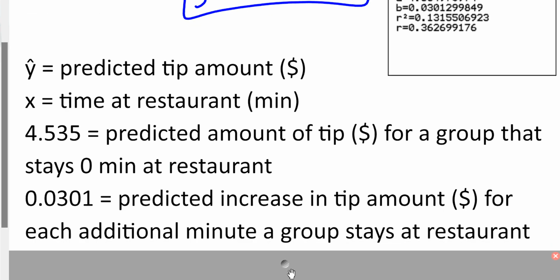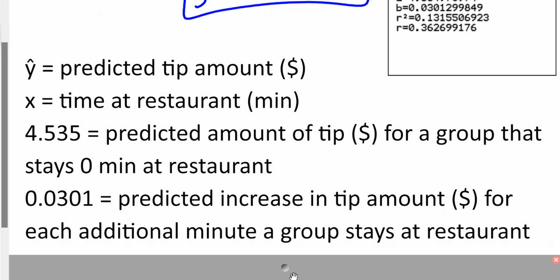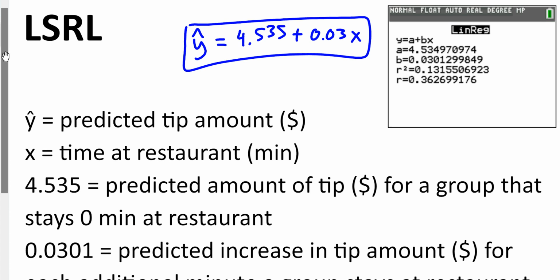And then that 0.03 is the predicted increase for every additional minute the group stays. Now that's, again, a review from Chapter 3, but we need to know how to do that. We need to find those things to help us estimate things.